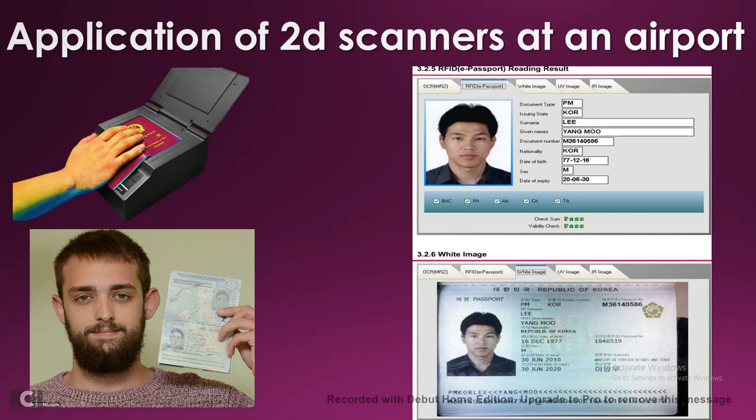So this is the real life scenario. Okay, and so now a 2D scanner is used to scan passports at an airport. Whenever we take a flight, our passport is first scanned on a 2D scanner, and the 2D scanner here uses OCR technology and gets all your information in editable form.